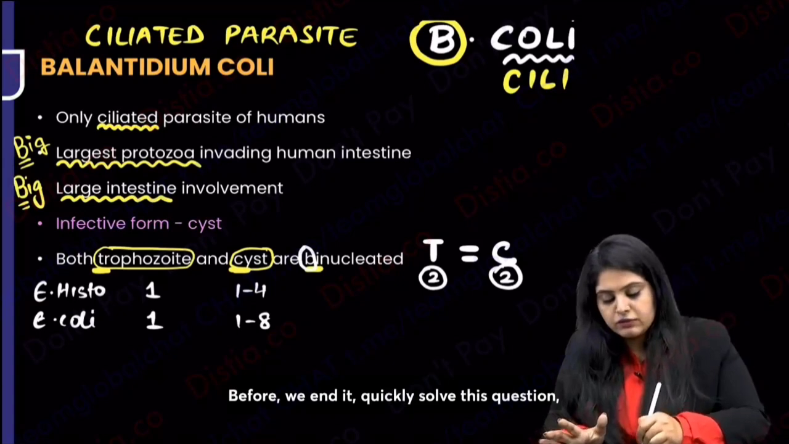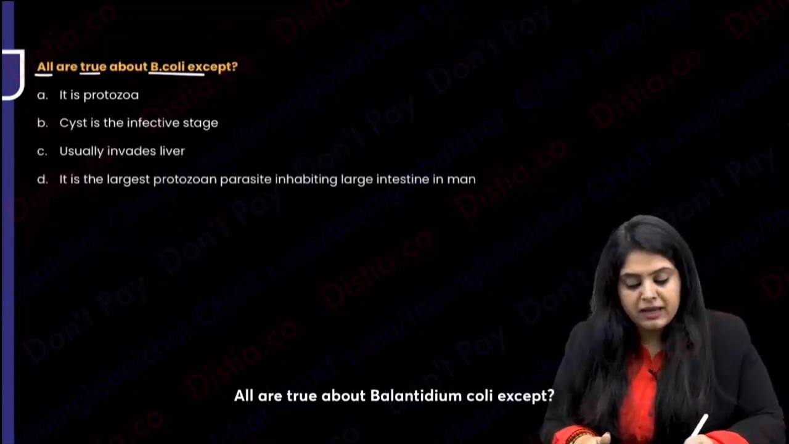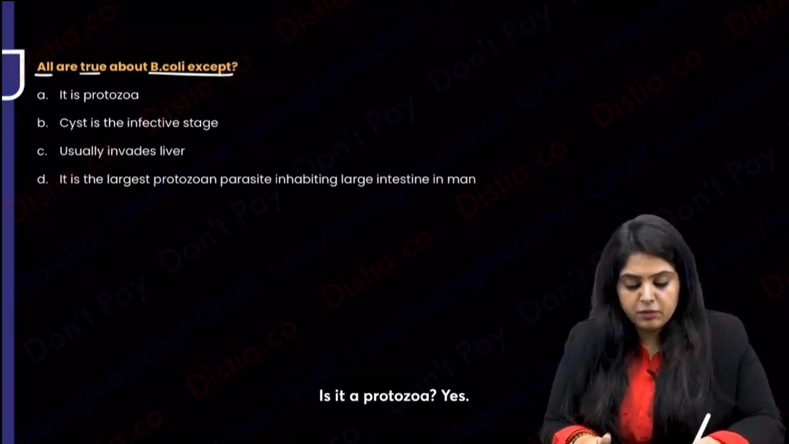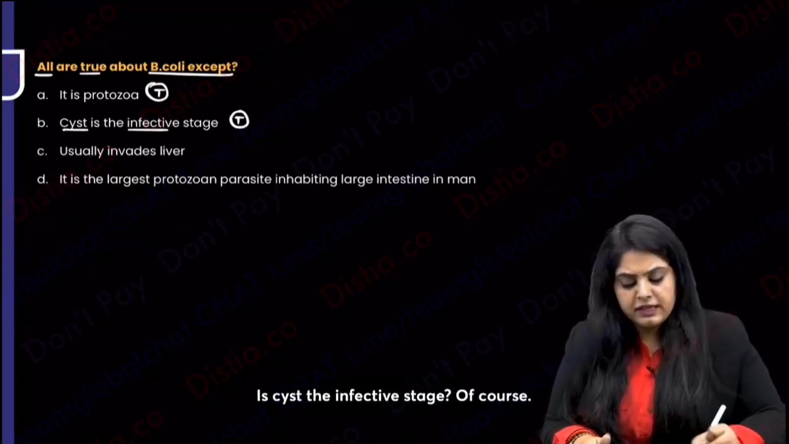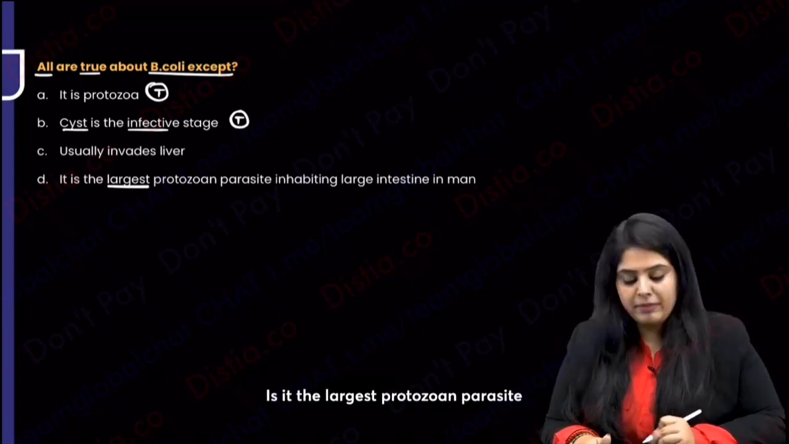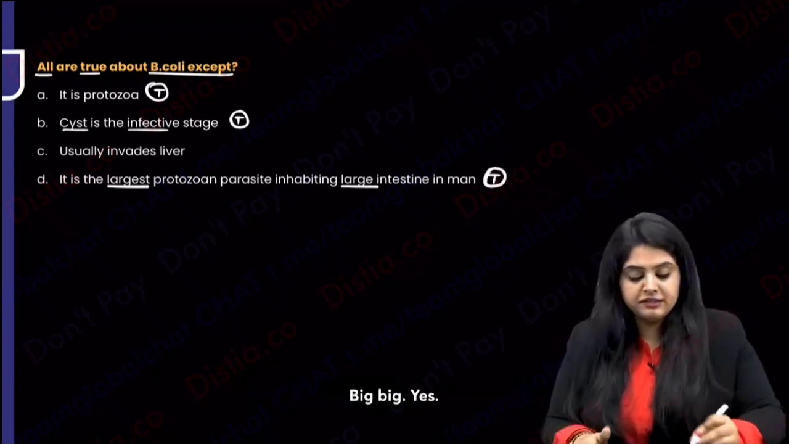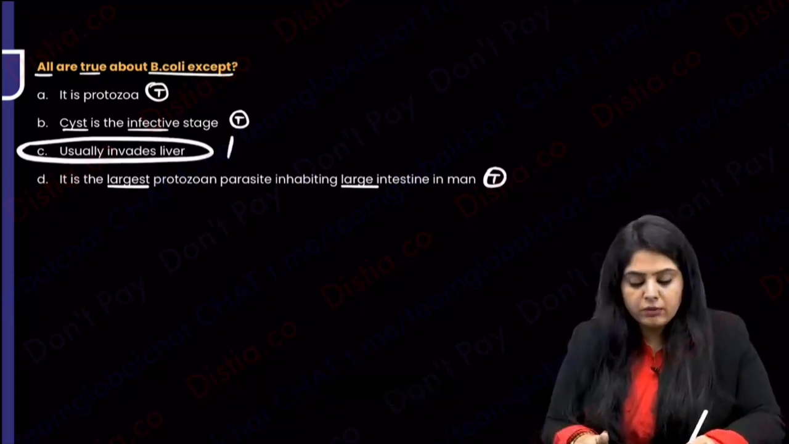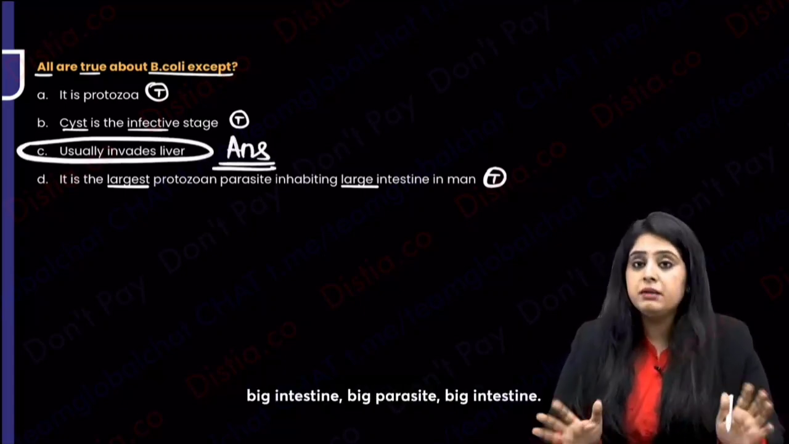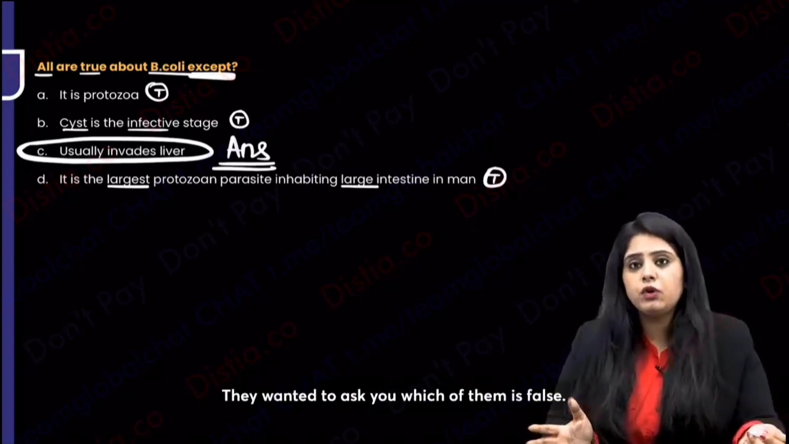Before we end it, quickly solve this question. Previous year question: all are true about Balantidium coli except, is it a protozoa? Yes. Is cyst the infective stage? Of course. Is it the largest protozoan or the parasite inhabiting the large intestine of man? Everything big? Yes. Is it invading the liver? Did I talk about anything to do with the liver? No, I was only talking about big intestine, big parasite, big intestine. So this is the wrong answer. They wanted to ask you which of them is false.